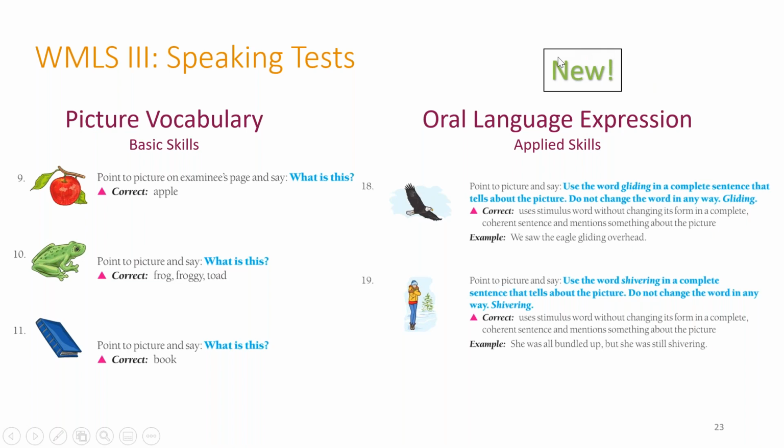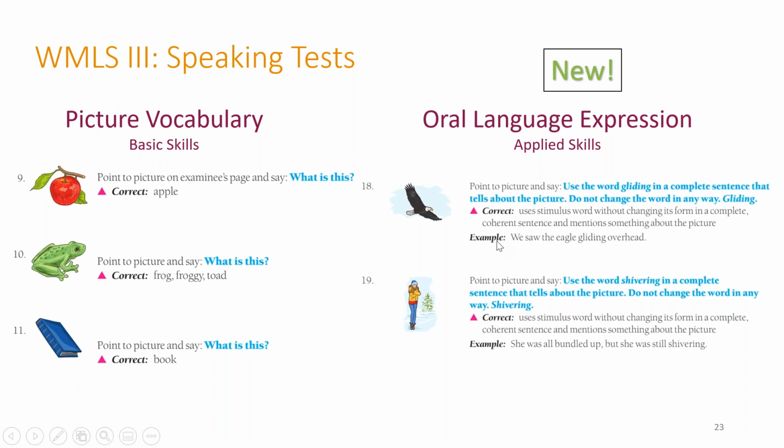And then the new measure that looks at the applied skills for speaking is oral language expression. And with this one, this is number 18, point to the picture and say, use the word gliding in a complete sentence that tells about the picture. Do not change the word in any way. So they have to orally give you a sentence using the word gliding without changing it. So we have what is deemed as correct. They have to use the stimulus word without changing its form in a complete coherent sentence and mention something about the picture. And they give you an example. We saw the eagle gliding overhead would be an appropriate response.